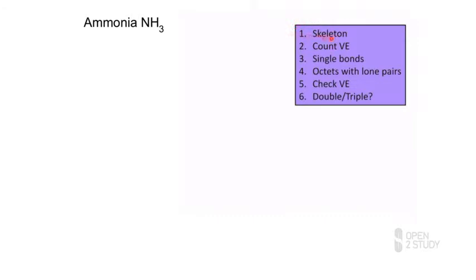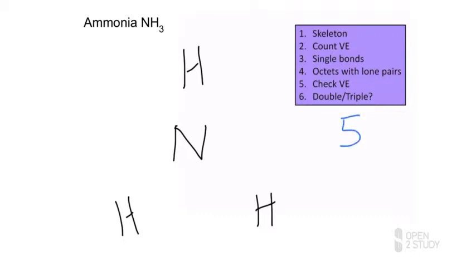The very first step is to draw our skeleton with the least electronegative element in the middle. Remember, hydrogen doesn't count in that process. That's always at the outside. So in this case, we're going to have our nitrogen in the middle, and we'll have our hydrogen around the outside, like so. The next step in drawing our Lewis structure is to count the number of valence electrons that we have available to us. So nitrogen in the middle, that's in group 5 on your periodic table, so it contributes 5 valence electrons.